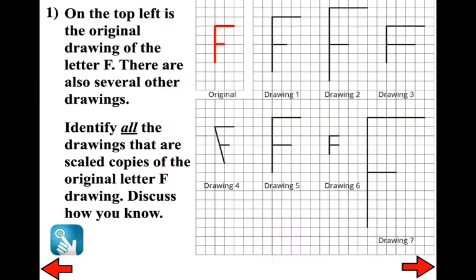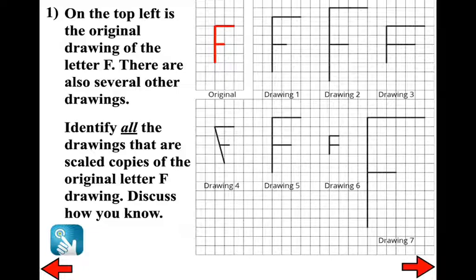Okay, so let's go to number 1. On the top left is the original drawing of the letter F. There are also several other drawings. Identify all drawings that are scaled copies of the original letter F. Discuss how you know. Now we're going to do this one together.